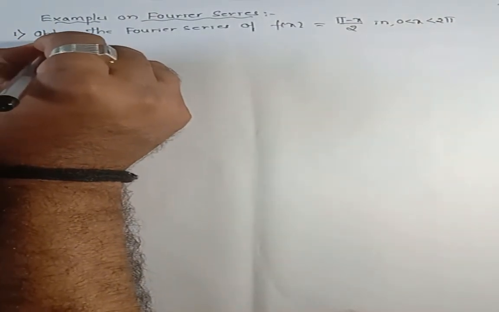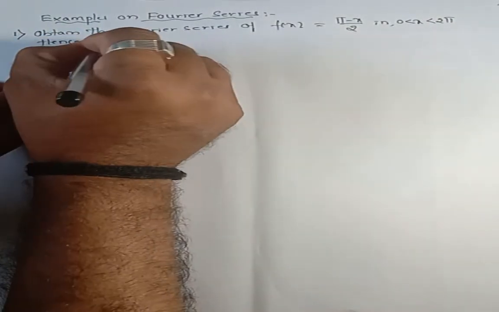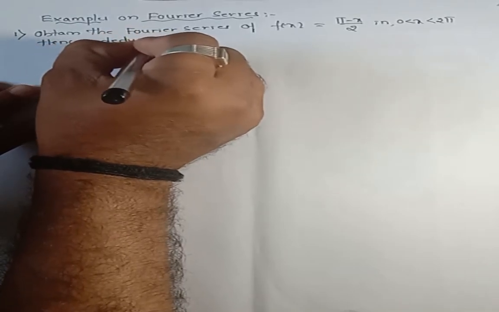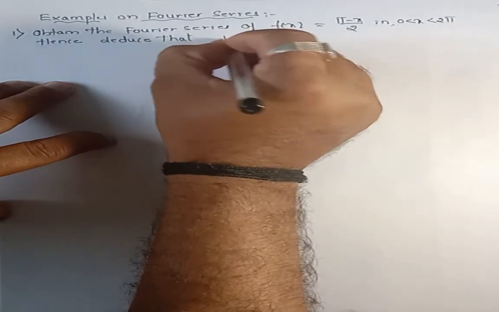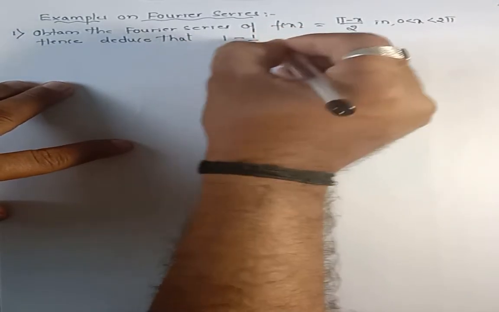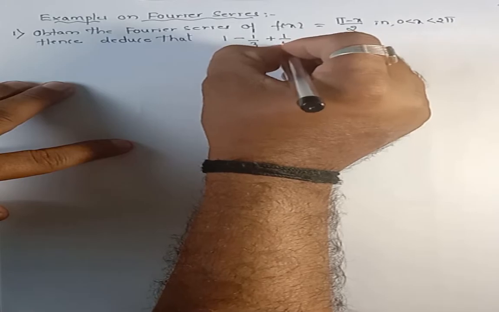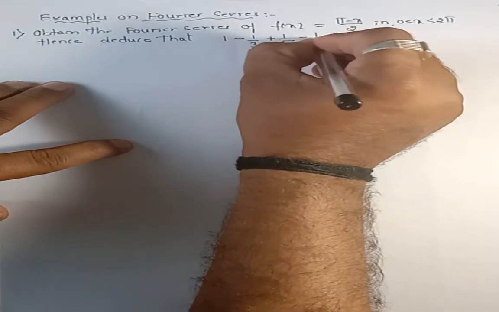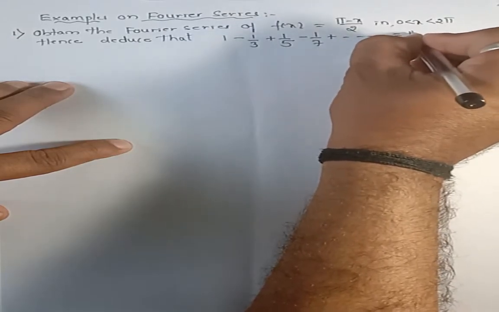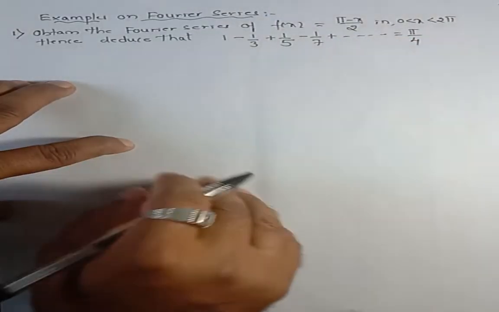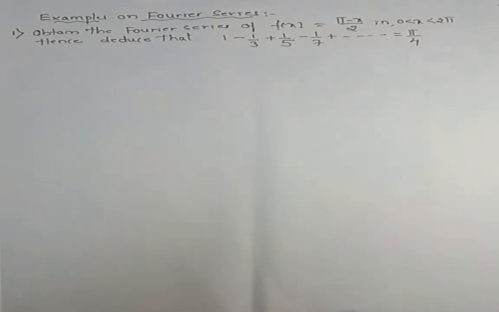hence deduce that 1 minus 1 by 3 plus 1 by 5 minus 1 by 7 plus so on is equal to pi divided by 4. Now this is an example they have given.